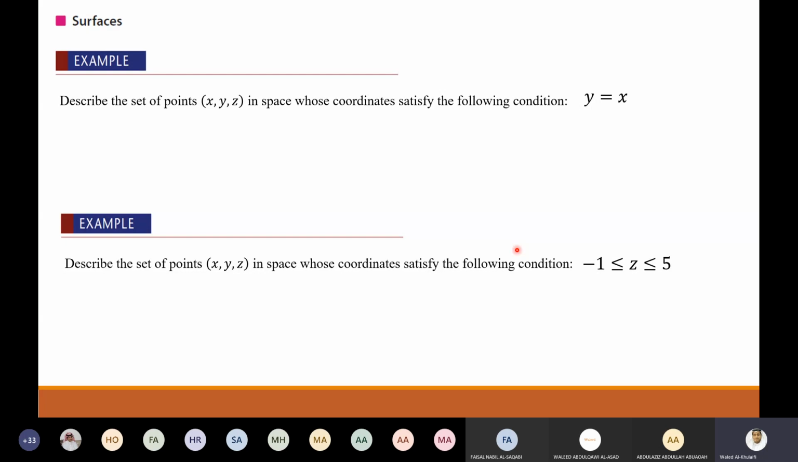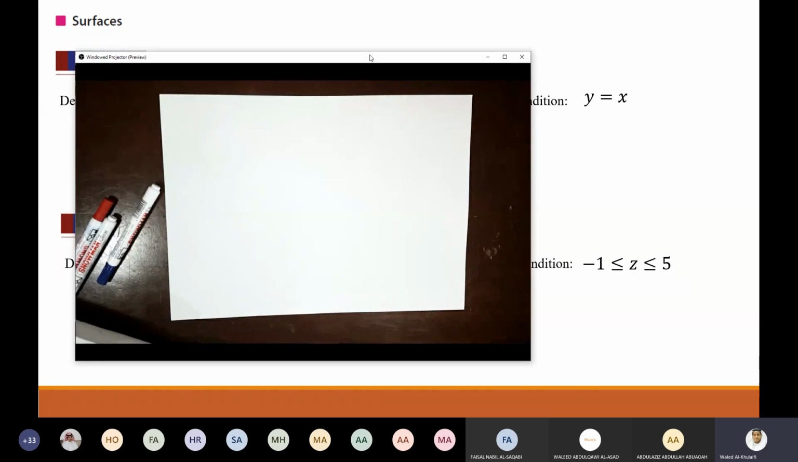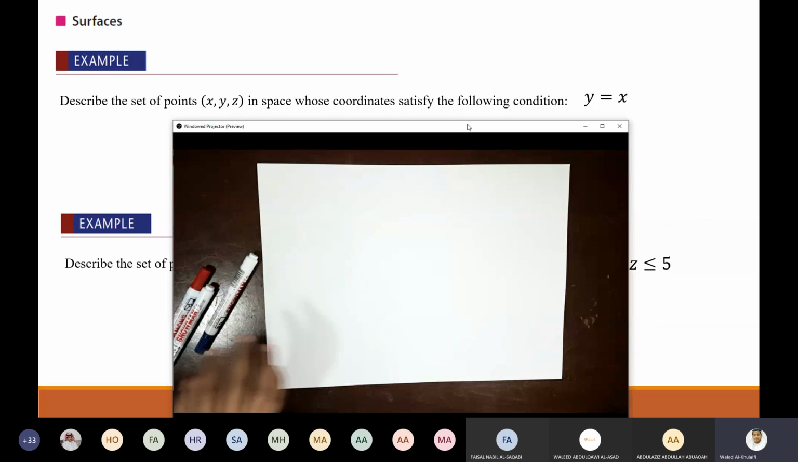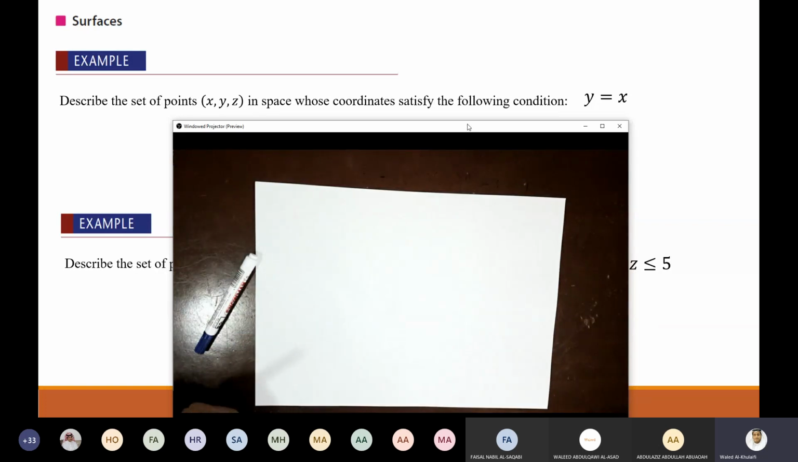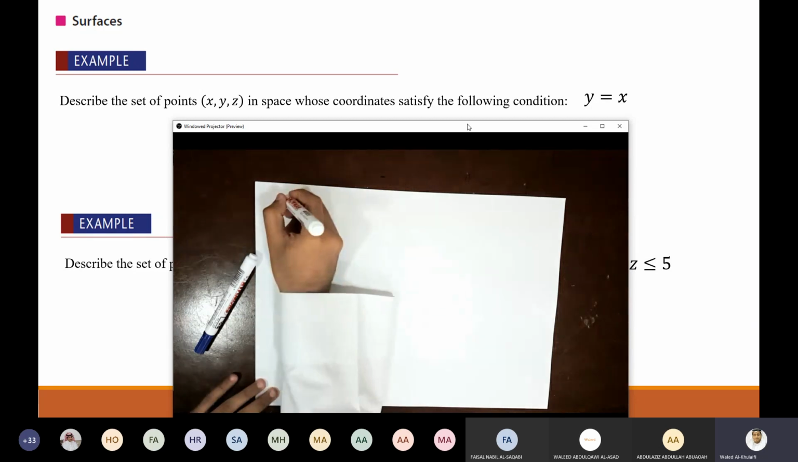And the next one is: find or describe the set of points that satisfies the following condition: y equals x. Okay, and we will do the other one down. Keep in mind, if someone told us to describe the points y equals x, we wrote it like this.